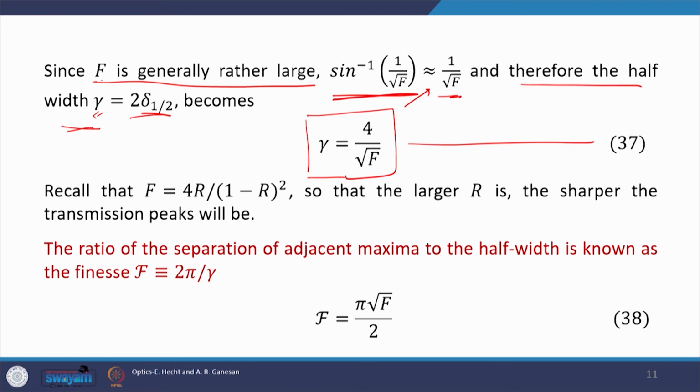The half width gamma is equal to 4 by square root of F, and we know F is the coefficient of finesse, which is given by 4R by 1 minus R squared, and capital R is equal to small r squared. Now, the larger the R is, the sharper will be the transmission peaks. Larger the R is, sharper would be the transmission peak. Alternatively, the larger the coefficient of finesse is, the sharper would be the peaks.